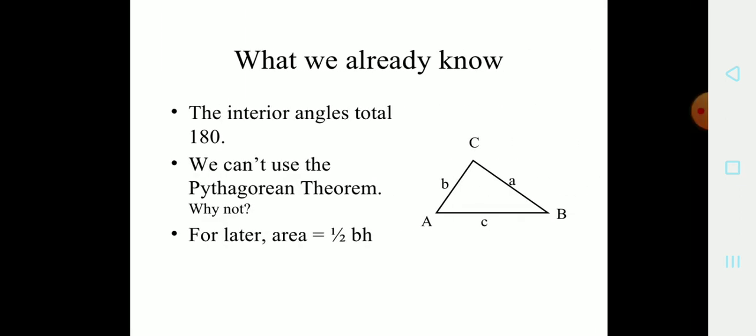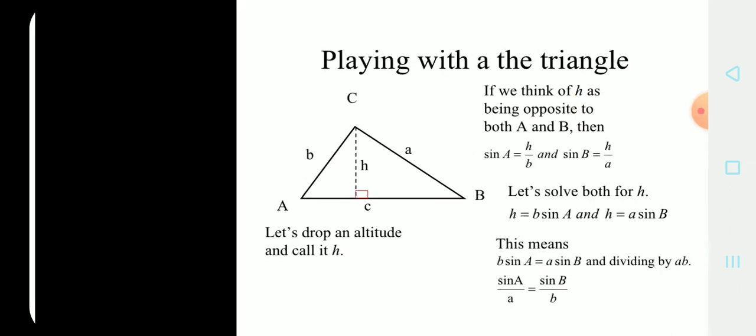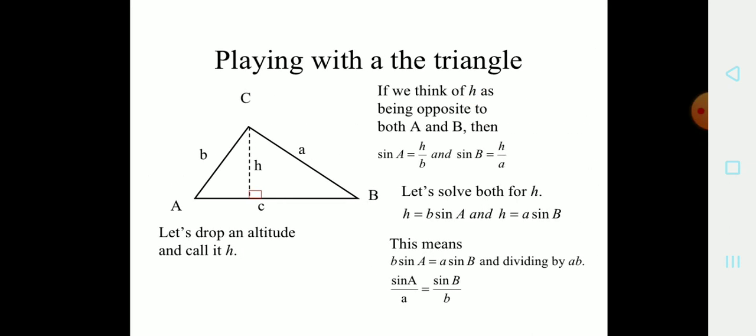So what do we already know? The interior angles total 180. We can use the Pythagorean theorem. And for area, one-half base times height. So playing with the triangle, if we think of h as being opposite both A and B, then sin A equals h over b and sin B equals h over a.